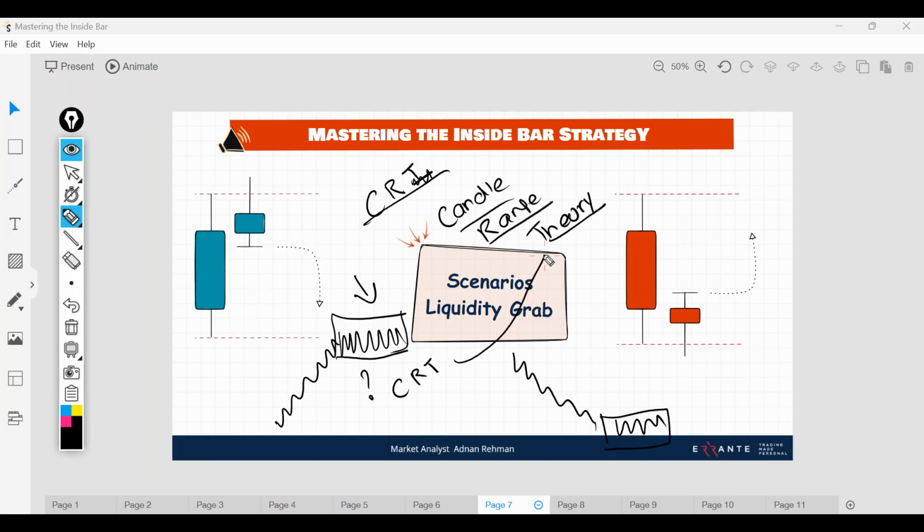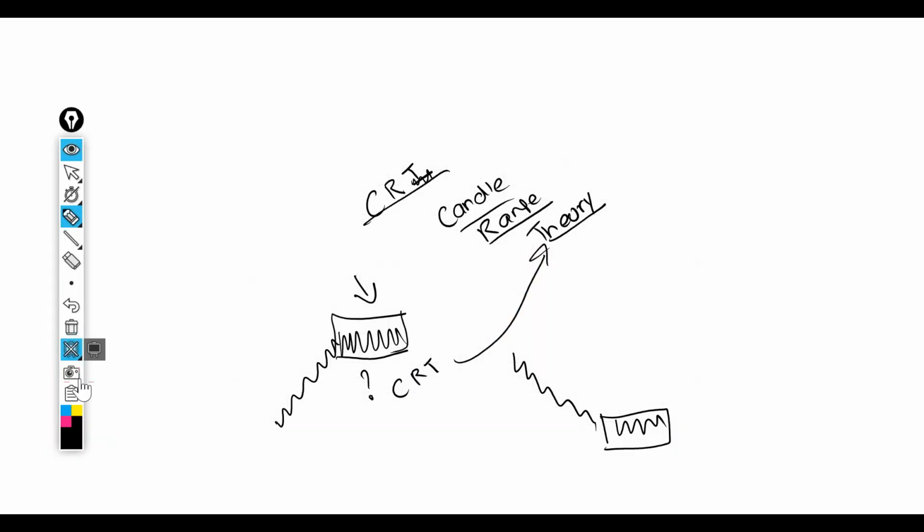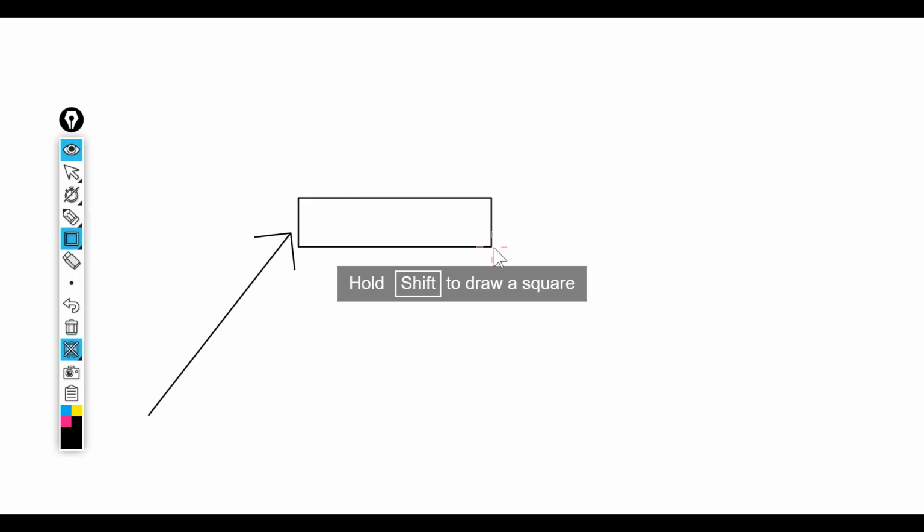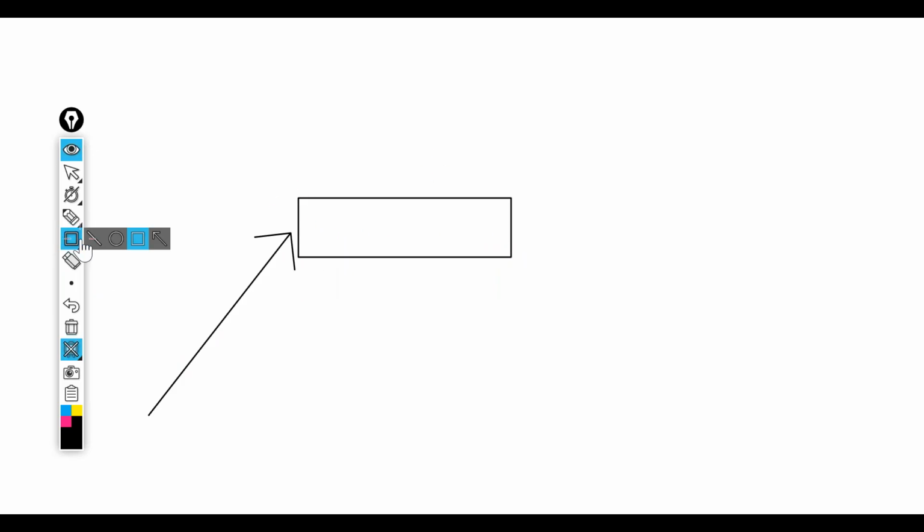Okay, CRT means candle range theory. This is what you need to see. Now obviously when we have this setup, what we can expect is that the market is moving in an upward direction, and then suddenly we have some sort of a ranging move over here, and then we see that the market is moving towards the downside.